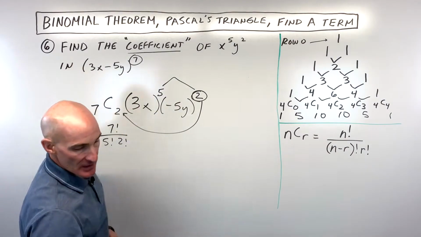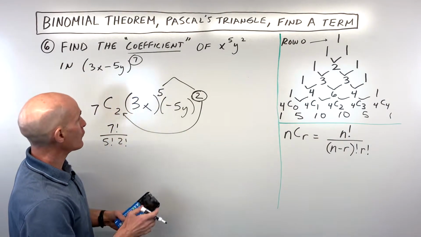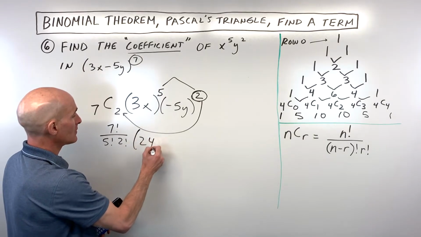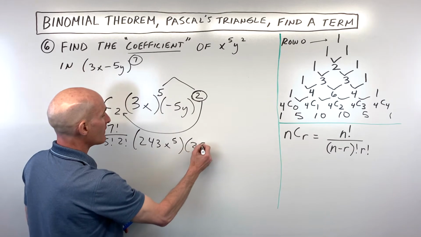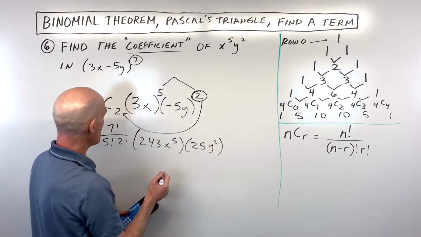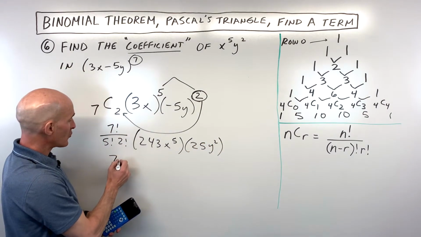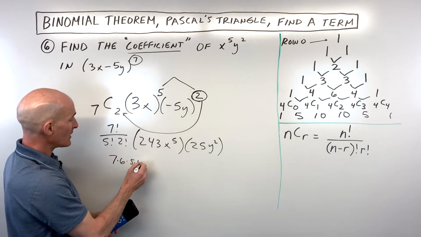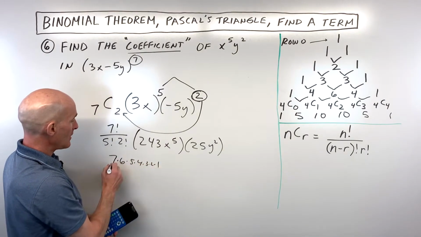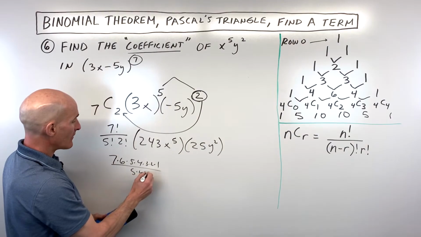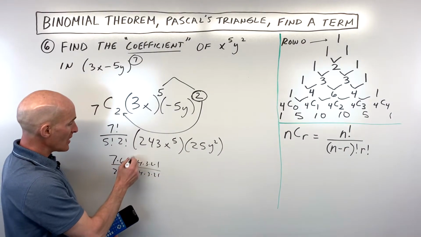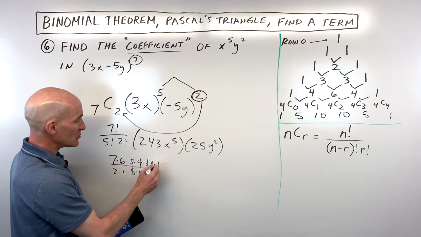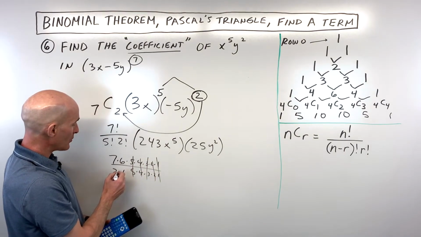3 to the 5th is 243, x to the 5th, and negative 5 squared is 25, y squared. If we simplify this, 7 factorial is 7 times 6 all the way down to 1. 5 factorial is 5 all the way down to 1 multiplied together, and 2 factorial is 2 times 1. So you can see the 5, 4, 3, 2, 1 cancel numerator and denominator.